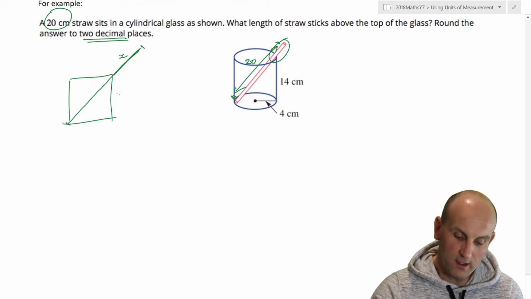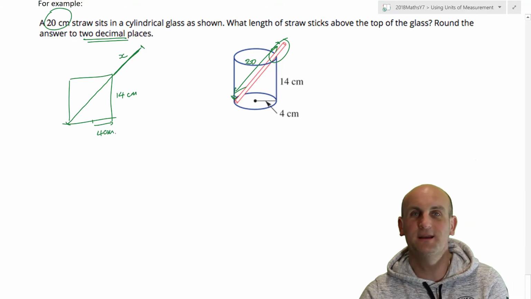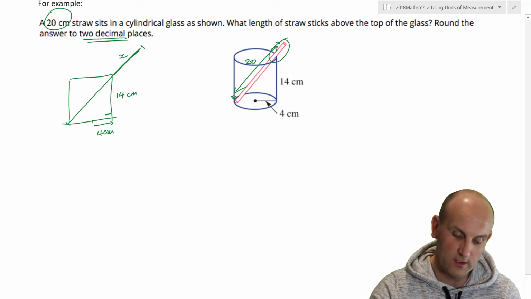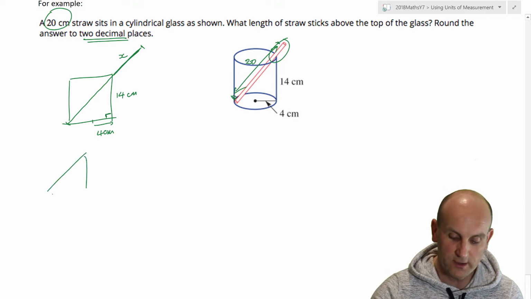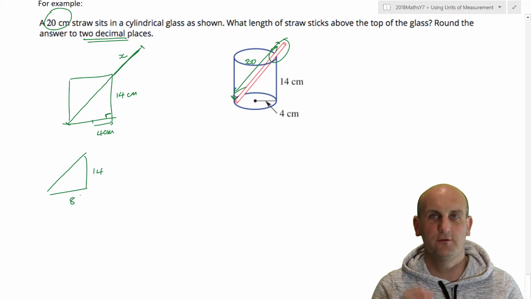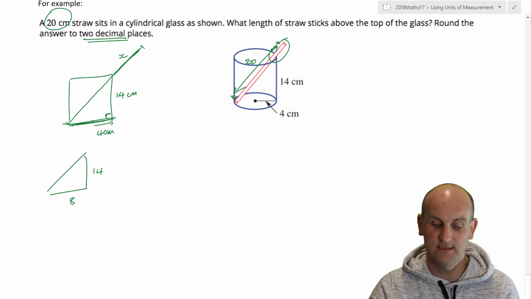They've given me a height of the cylinder is 14 centimeters, and they've given me the radius, that there is 4 centimeters. Well, actually, because I'm dealing with Pythagoras theorem, I'm looking for right angle triangles, and there we go. I should go, okay, there's my right angle. So I actually have a right angle triangle that is 14 by 8. Do you see why it's 8? They're trying to trick you. They're using circles to try and mess with your head. This whole distance here is 8 centimeters.